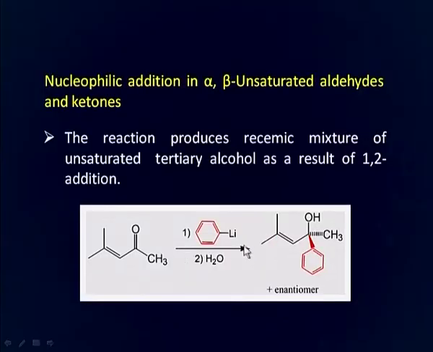The reaction produces a racemic mixture of unsaturated tertiary alcohol as a result of 1,2 addition. You can see here that when one more alkyl group is attached at this carbon, then there is formation of a chiral center over here, and that is why 2 enantiomers, that is both R and S isomers, are formed here. We get a racemic mixture of this tertiary alcohol.